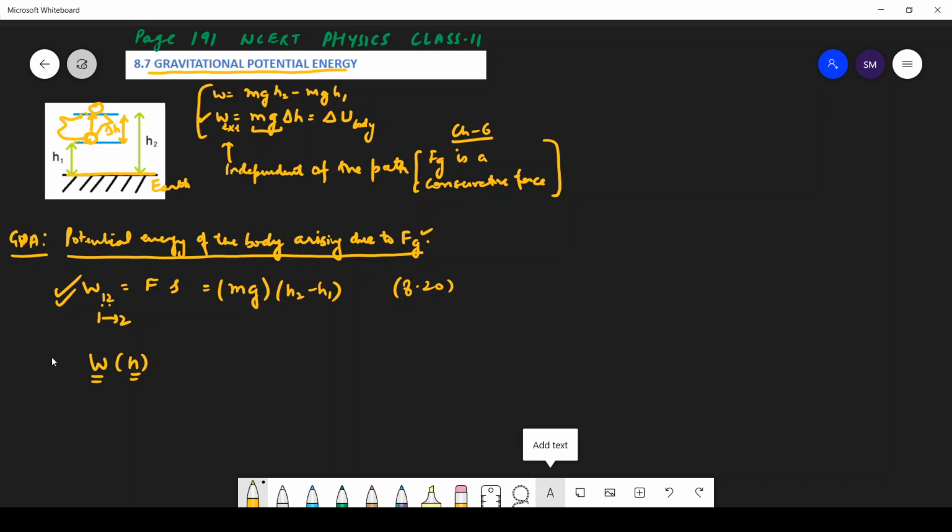And suppose now you are lifting the body from the surface. So this is the surface, and now you are lifting the mass from the surface to height h. So that's the height h. So this will be your potential energy.